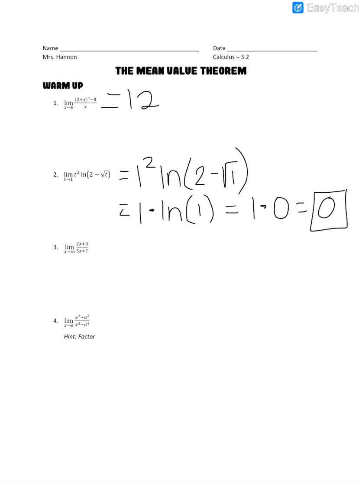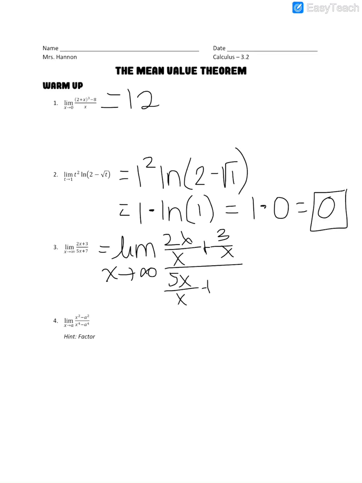All right, number 3, since it's going to infinity, we're going to divide everything by the highest power in the denominator, which is x. So we're going to do 2x over x, 3 over x, 5x over x, and 7 over x. My x's are going to cancel here and here. Anytime you have an x in the denominator and x is going to infinity, those are going to become zeros. So this becomes 2/5.